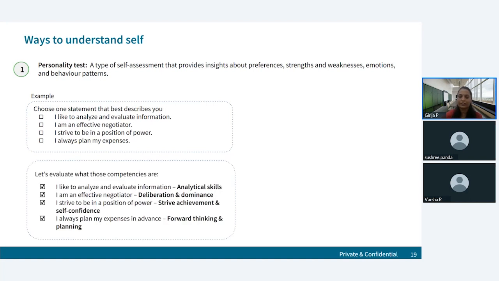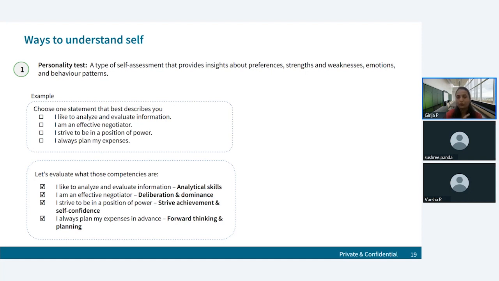So for example, let's evaluate what kind of competencies you have if you choose any of these options. If you're choosing the first option, you definitely have more analytical skills, because you're well aware of how you analyze and evaluate information. If you're choosing the second option, you're more deliberate, you indulge in detailed discussions, and you can negotiate better. If you're choosing the third option, you're more self-confident, and you're okay to work hard to get that position. And if you're opting for the last option, you always plan your expenses in advance. It shows how much of a forward thinker you are, and how you like to plan your things. Through this kind of test, you will be able to understand what kind of skills you have.